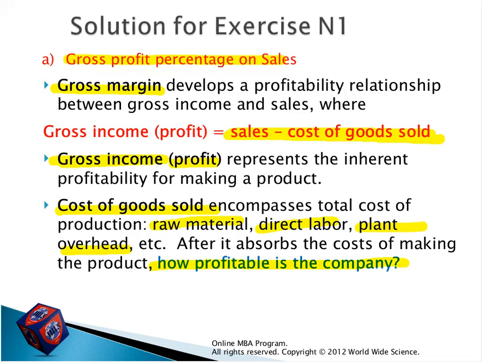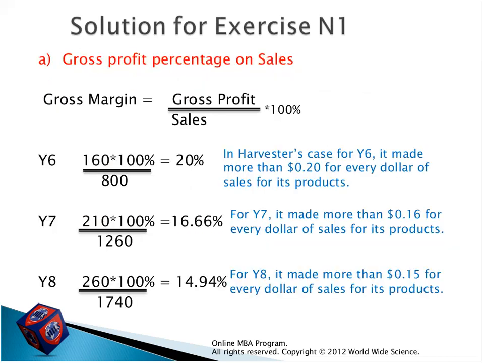Let's see the solution. Here I have done calculations for your consideration. So the gross margin or gross profit formula, based on our previous topics, is you have to take your gross profit and divide it by the sales. For each year I have done calculations, and you can see that the gross profit for year 6 is 160, right? And you have to divide by your sales, which in year 6 is 800, and multiply by 100%. You would find that the result is equal to 20%.